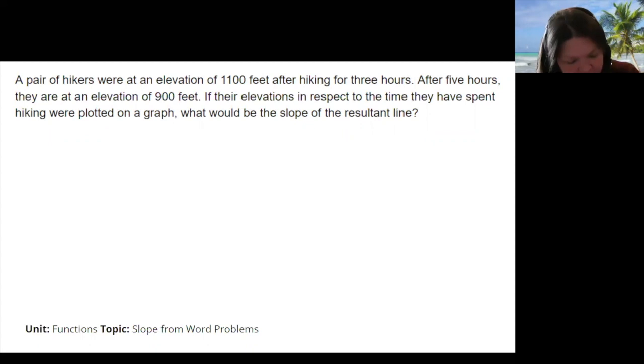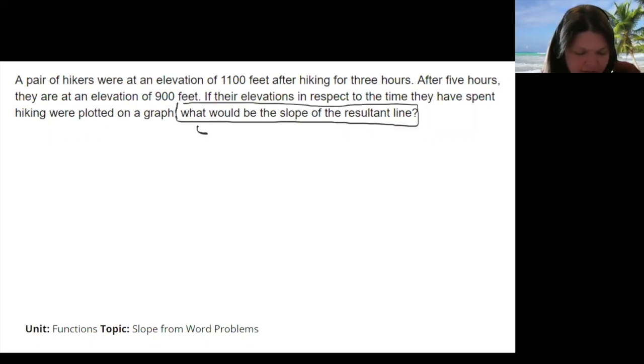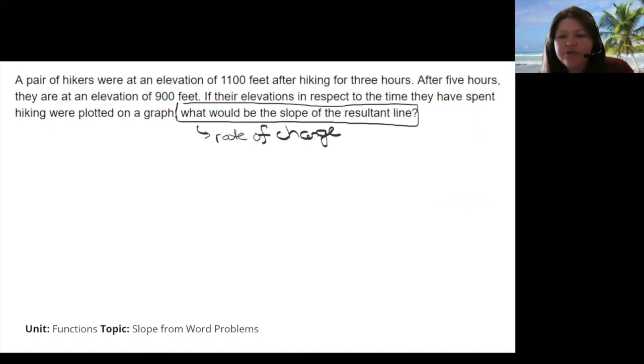They're asking us to find the slope of the resultant line. But guys, remember that slope is just a rate of change. I'm looking here at a hiker hiking. As he hikes over time, his elevation is changing. He's starting at an elevation of 1,100 feet once he's been hiking for 3 hours.